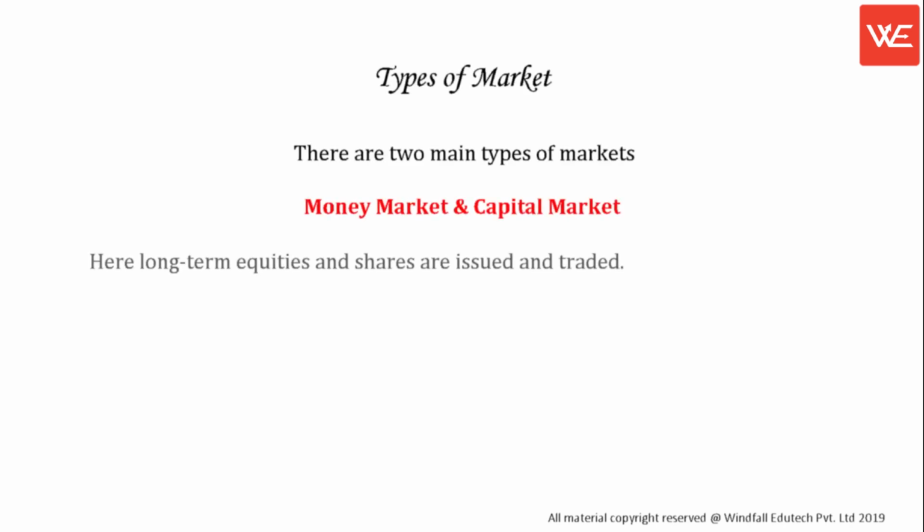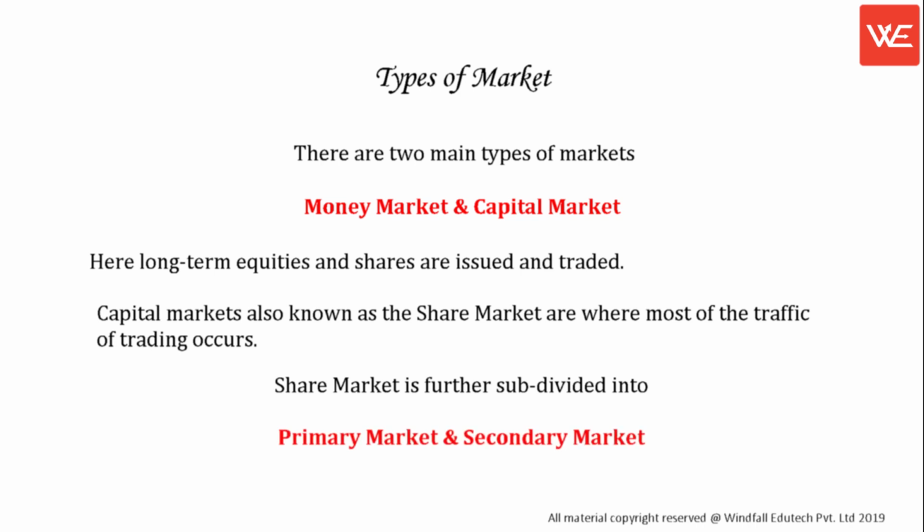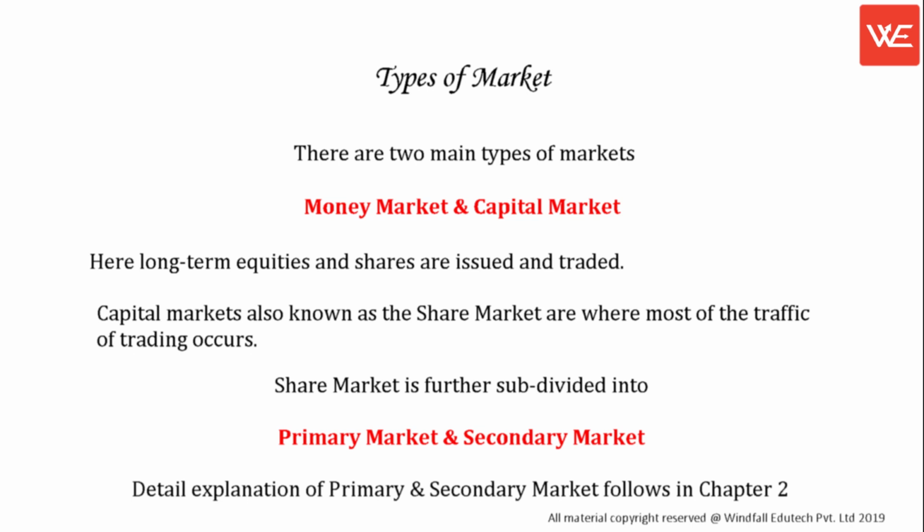Here long-term equities and shares are issued and traded. Capital markets, also known as the share market, are where most of the traffic of trading occurs. Share market is further subdivided into primary market and secondary market. Detailed explanation of primary and secondary market follows in Chapter 2.